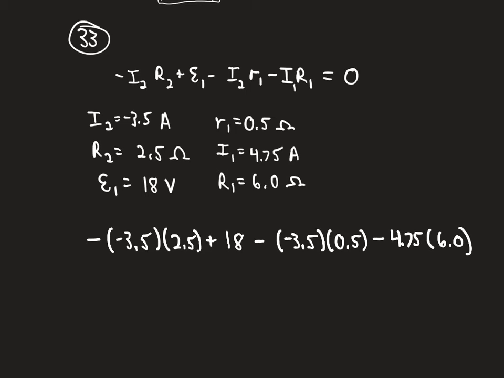That's what we have to find out. So you take all these numbers, you plug them in. Literally a plug and chug problem. So I multiply those first two numbers together, I get positive 8.75 plus this 18, negative 3.5 times 0.5, I get positive 1.75. And then I multiply those last two numbers together, I got a negative 28.5. Add all these numbers up, and you find that this is equal to 0. This is very literally the definition of plug and chug.